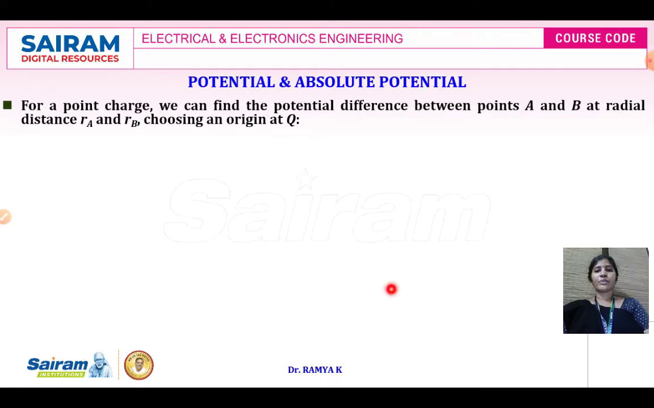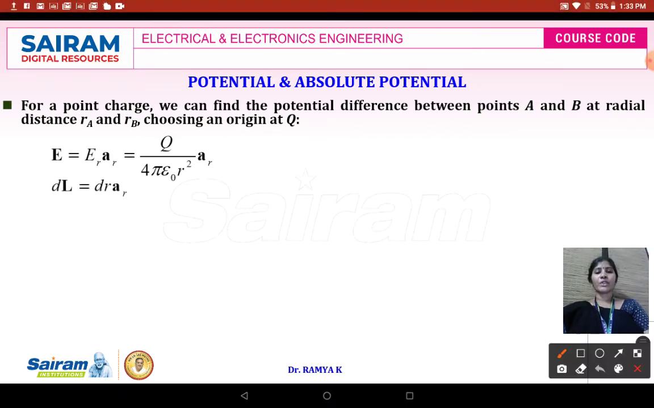Now let us identify the potential for the point charge. We can find the potential difference between two points A and B at radial distances RA and RB, choosing the origin. There are two ways to identify it. One is when the charge is at the origin. The other subdivision is when the point charge is not at the origin. This is the point charge at the origin concept.